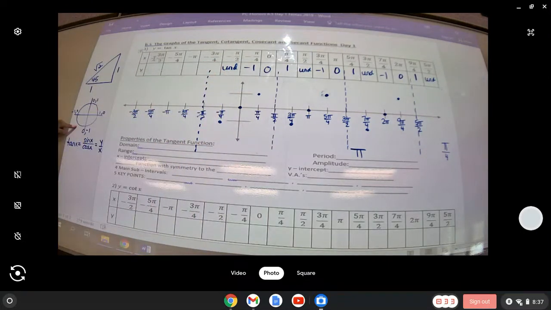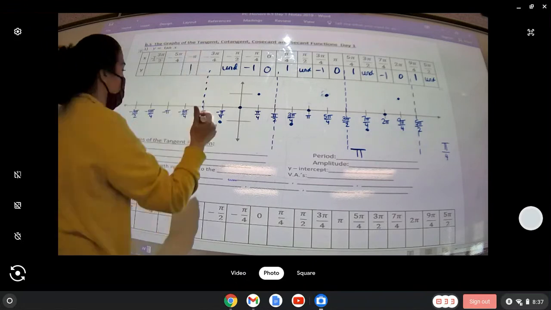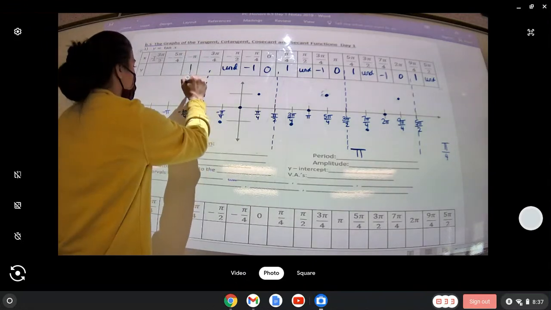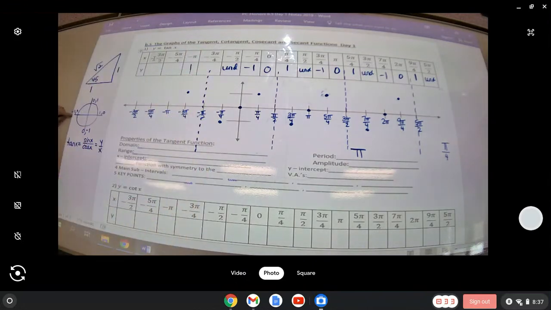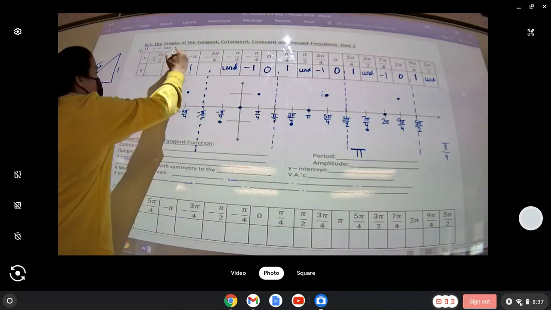Negative 3 pi over 4 is in quadrant 3. Tangent of a 45 is 1. It's positive in quadrant 3. Negative pi is right there in the same spot pi landed. Y over x is 0.